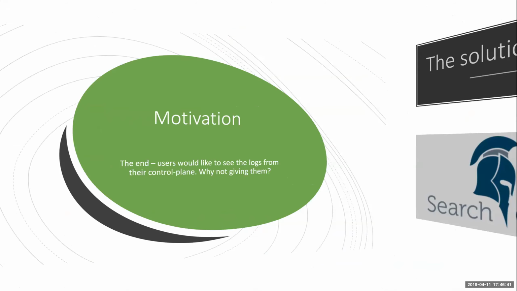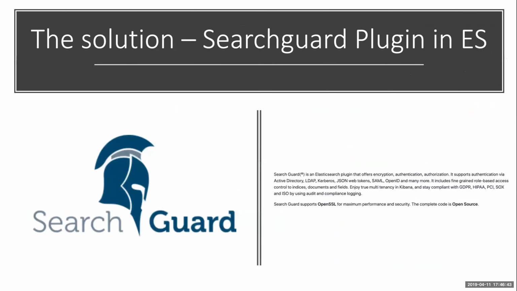How did we achieve it? We used the SearchGuard plugin. This is an open source plugin, and its code is on GitHub. What we can do with this plugin is make different roles with different permissions to different Elasticsearch indices. And after that, we can just bind the users to their roles.